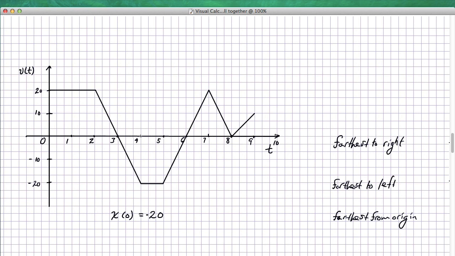So, where is the velocity 0? It's 0 here. It's 0 here, and it's 0 here. It doesn't change sign, however, here, so this is not among our candidates. We have to add to that the endpoints, 0 and 9. And so we're going to build a table of candidates and evaluate the position for each of them.